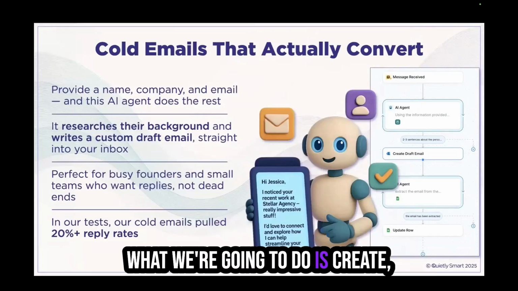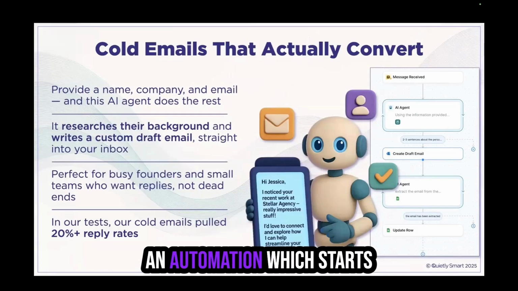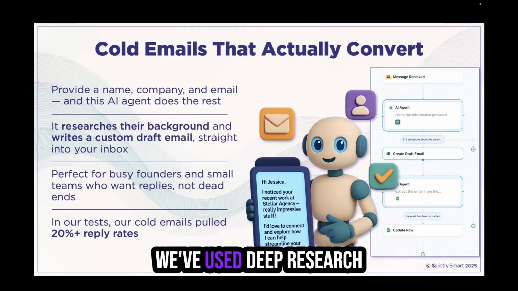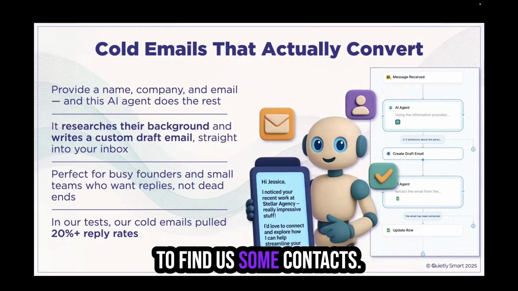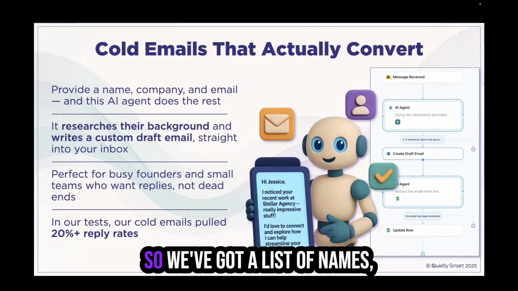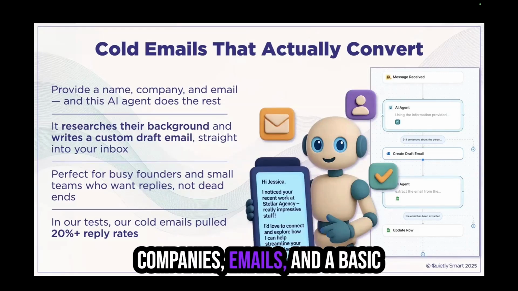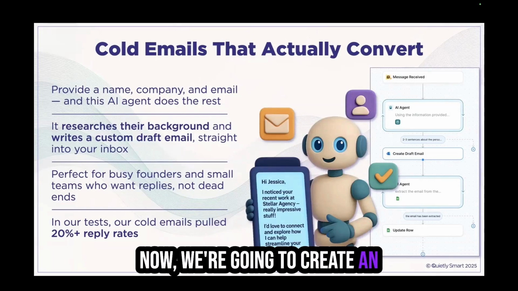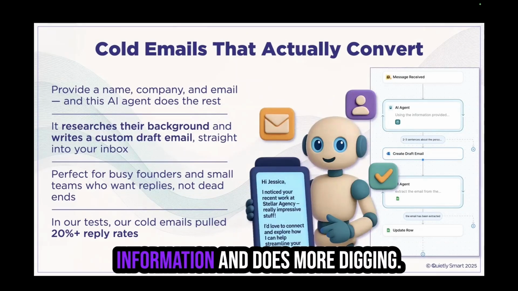What we're going to do is create an automation which starts with some basic information. We've used deep research to find us some contacts. So we've got a list of names, companies, emails, and a basic description of the company. Now we're going to create an automation that takes that basic information and does more digging.